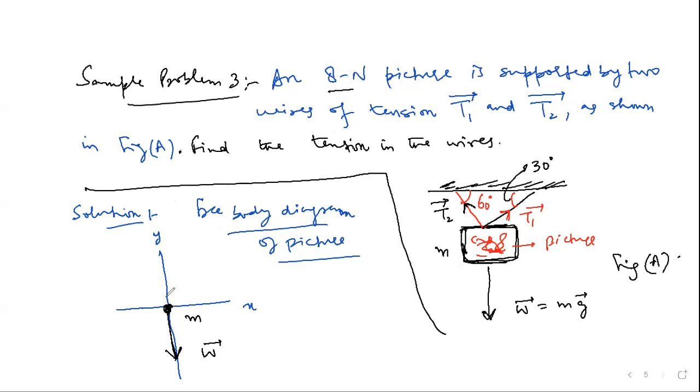Then it is acted upon by two tensions. Now understand my picture here. If this is 60 degree, this is also 60 degree. This angle is equal to this angle, alternate angles. Likewise, this angle and this angle are equal. That means it is acted upon by T1 this way, and this angle is 30 degree. Understand? And it is acted upon by T2 like this. And this angle is 60. This is my free body diagram.